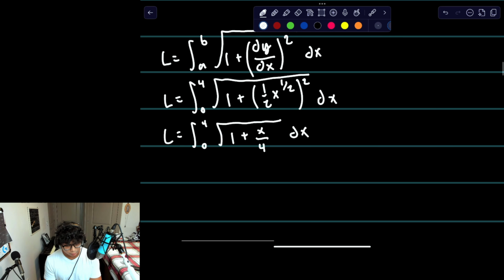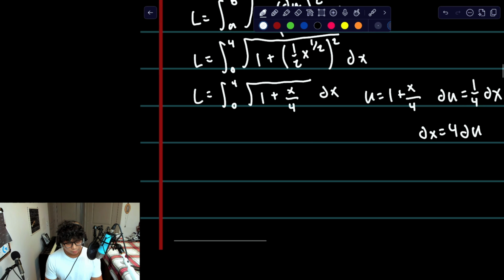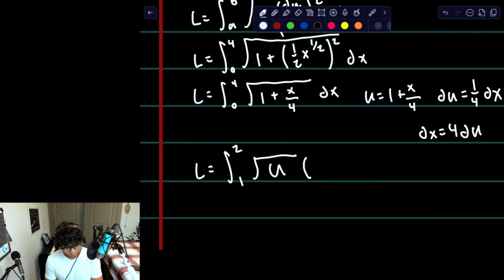Now when we simplify, we get the integral from 0 to 4 of the square root of 1 plus x over 4 dx. From here you could perform a simple u substitution where we set u equal to 1 plus x over 4, which makes du just 1/4 dx, which makes dx equal to 4 du. Now never forget our u substitution rules, where our bounds change in accordance with u. So our lower bound becomes 1 and our upper bound becomes 2. And now we just have the square root of u times 4 du.